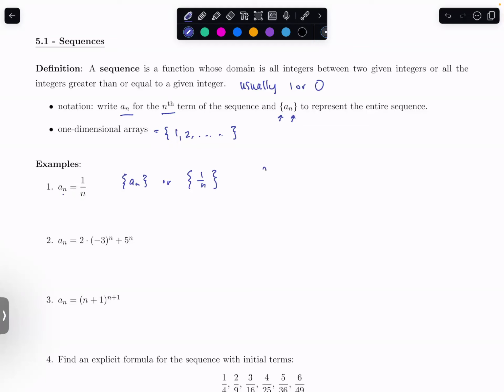If we were trying to make a list of this for this one-dimensional array, a1 is 1, a2 is 1 over 2, a3 is 1 over 3, and so on. And so we could actually do this as that array. So 1, 1/2, 1/3, 1/4, all the way to 1 over n. So this is your sequence, a sub n.